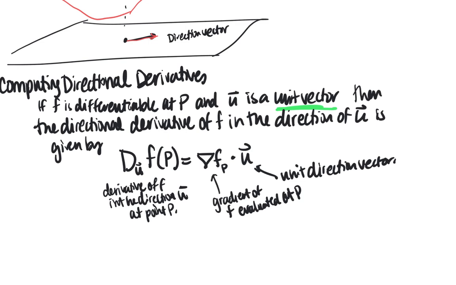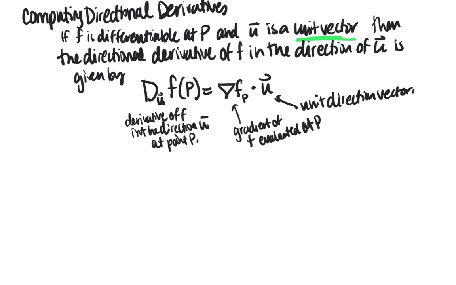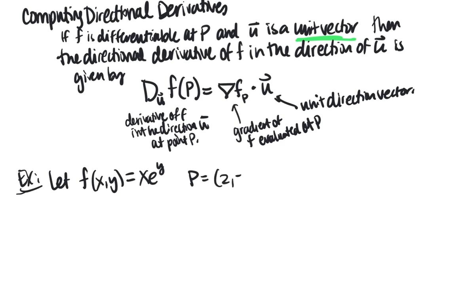Okay, so let's just do an example of computing a directional derivative. We'll just follow the first example in the book. Let f of x, y equal x e to the y, and P be the point (2, -1), and then v equal (2, 3).